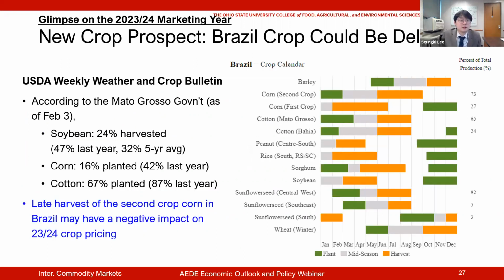And this is another piece of news that might be impacting the new crop market. Based on the USDA weekly weather and crop bulletin, which was released two weeks ago, I think, according to the Mato Grosso government's announcements, soybean harvest is slower than last year, and corn planting and cotton planting are slower than last year. So that's what's happening in Brazil, meaning their crop progress is getting slower than last year, maybe mainly because of the weather. And we should think about the implication of this.